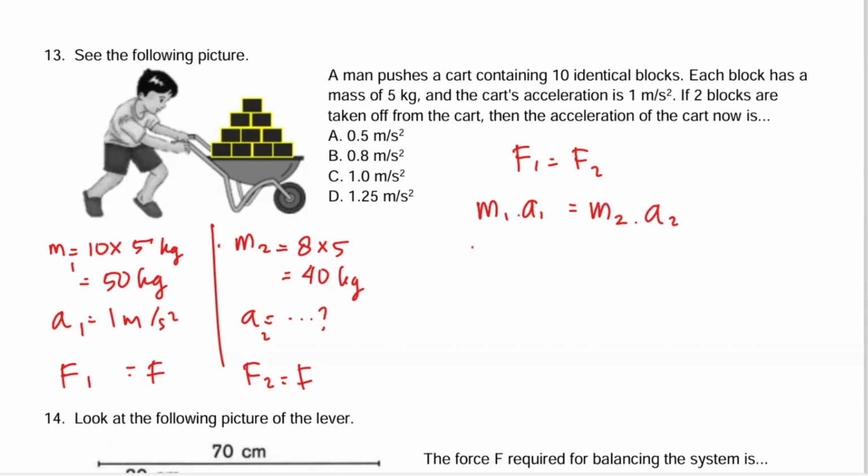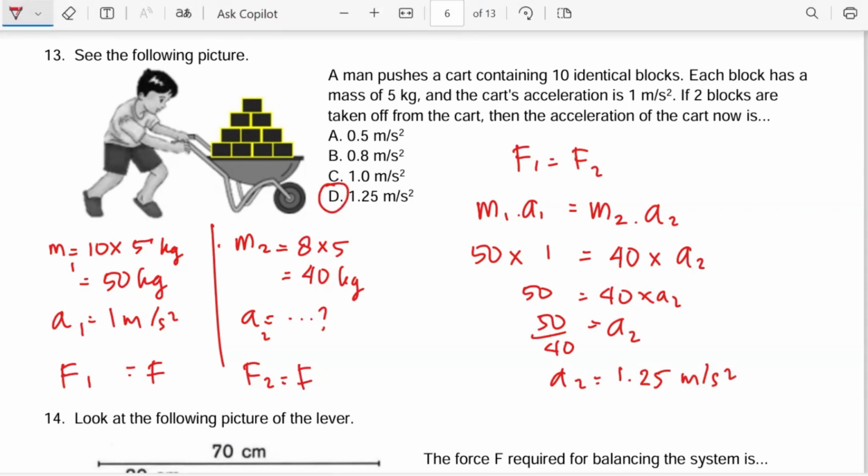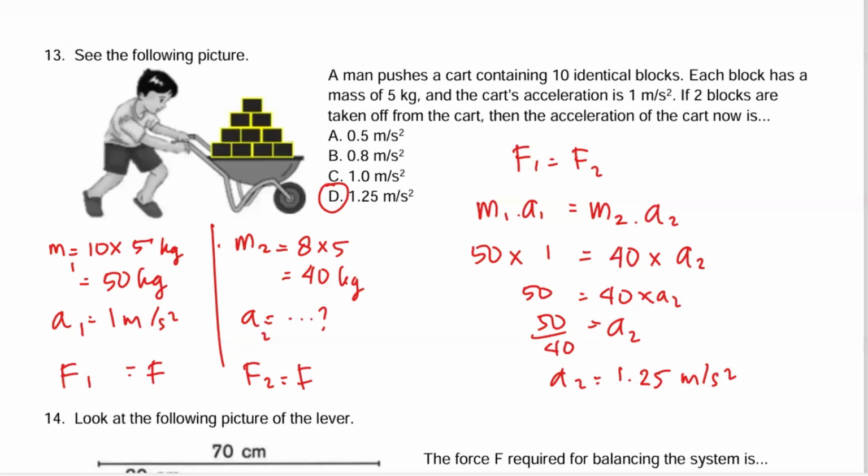And we know that M1 is 50 kilogram times A1, which is 1, equals M2, which is 40 kilogram, times A2. That's the question. So we got 50 times 1 is 50 equals 40 times A2. So A2 is equal to 50 over 40, so A2 equals 1.25 meter per second square. It makes sense: when the mass is reduced, the acceleration gets bigger. So the answer is D, 1.25 meter per second square.